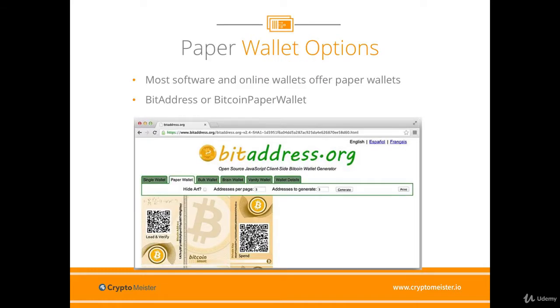Most software and online wallets do offer paper wallets. If the ones you choose or have already chosen don't provide this, and you would like a paper wallet, then try Bitaddress or Bitcoin Paper Wallet.